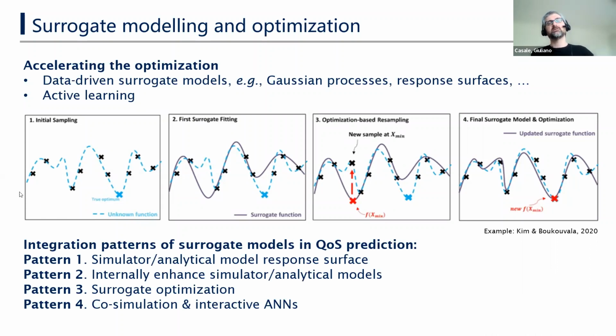However, it's not clear how we should use these surrogate models concretely in a performance management architecture, because we could use them in combination with a simulator, offline, online, standalone. So there are many combinations. So we will see now a few patterns.